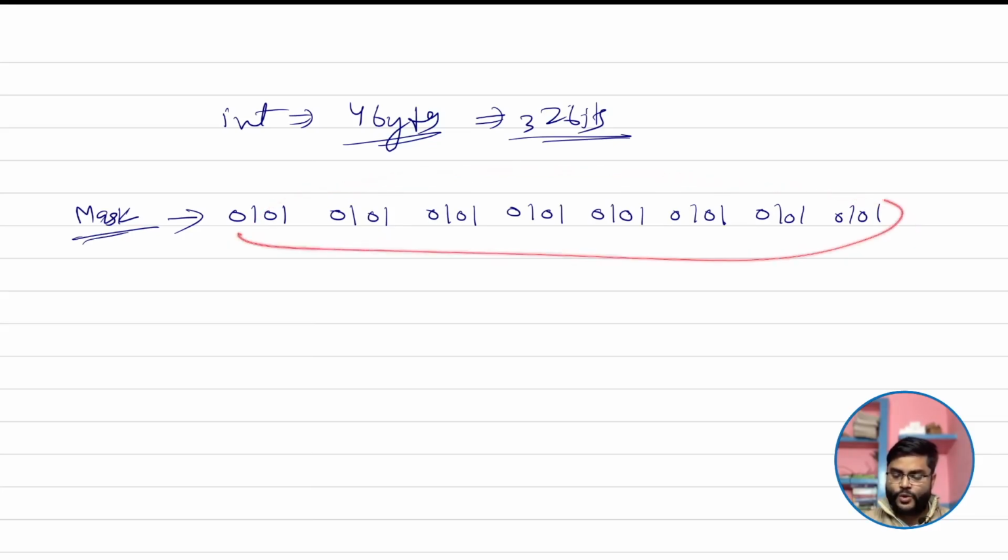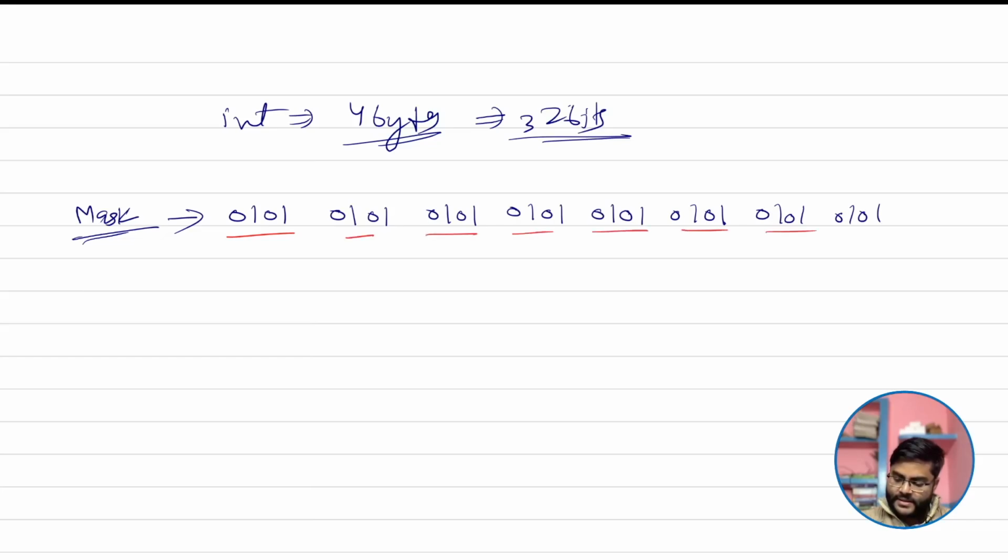Either you write the whole mask, or just convert it into hexadecimal, right? So how to convert this into hexadecimal? Just take a group of 4 bits and convert it into hexadecimal.